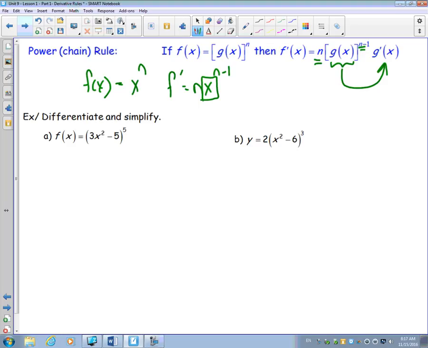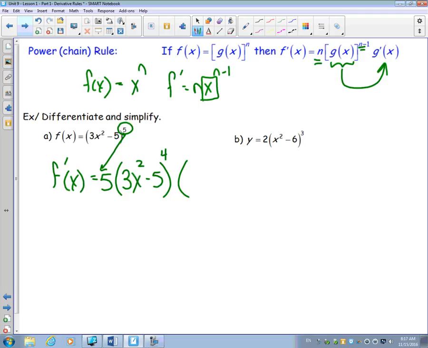Okay, so just to show you, here's our first example here. We'll give it a try. So my derivative is, my 5 is going to come down in front. Okay, my base is going to stay exactly the same. I'm going to subtract 1 from the exponent. And then I'm going to take the derivative of the inside piece.